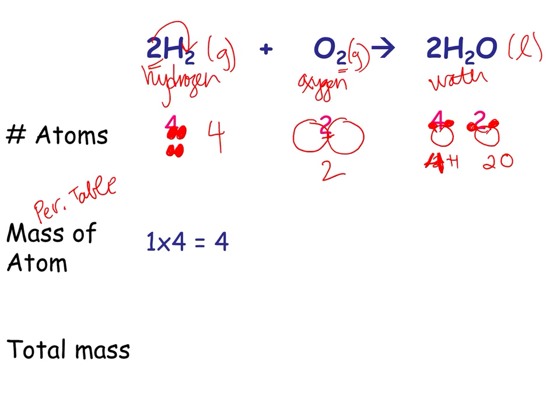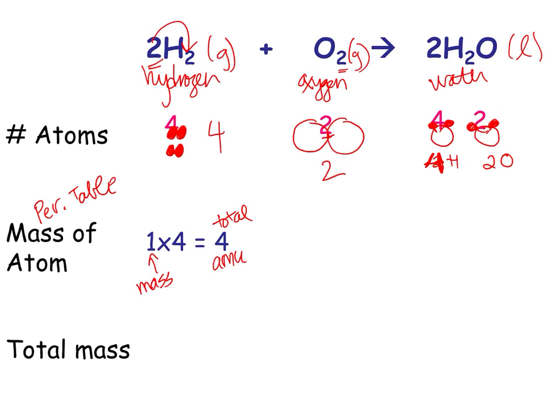You'll get 1. So this is the mass. There are 4 atoms, though. So the total mass is 4. And, of course, every mass needs units. So this would be what we call AMU, or atomic mass units.